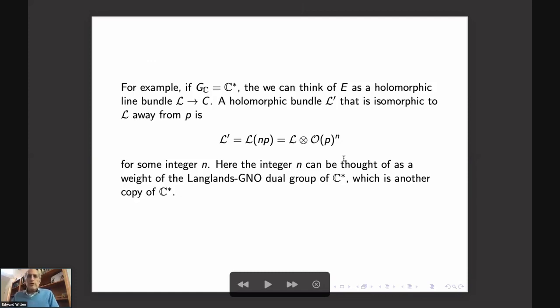So that's what would be meant by Hecke modification in the Abelian case. Now here, the integer n can be thought of as a weight of the Langlands or GNO dual group of C star, which is another copy of C star. So the weights of C star are integers, and a Hecke modification at a given point is labeled by an integer. An insight of Langlands and Goddard-Nuyts-Olive and Witten is that the weights that arise when we make these modifications are weights of a dual group.